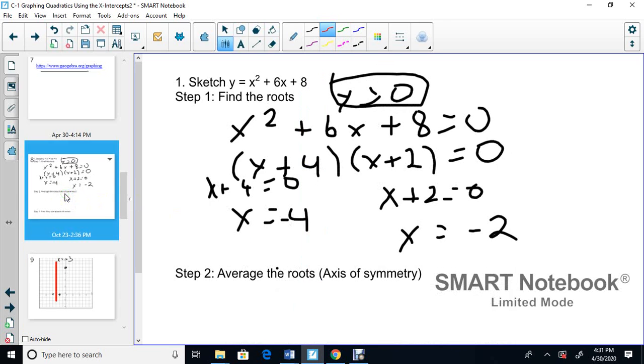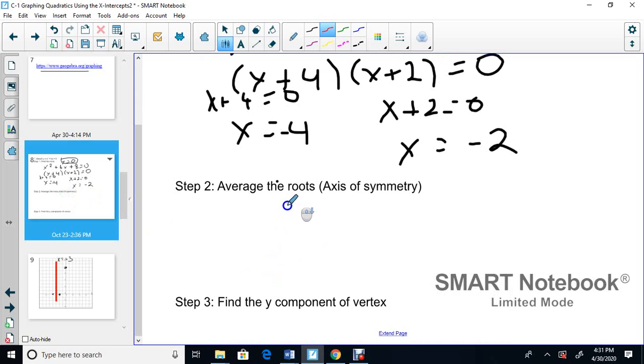Mathematically, to find that, average the roots. So what does that mean? Well, to average your roots, you add one plus the other, divide by 2. That's the average of two numbers. Add them up and divide by 2. So this is going to be our p value, our axis of symmetry. It's going to be negative 4, just the average of them, plus negative 2, over 2.